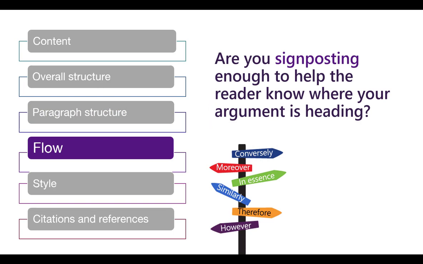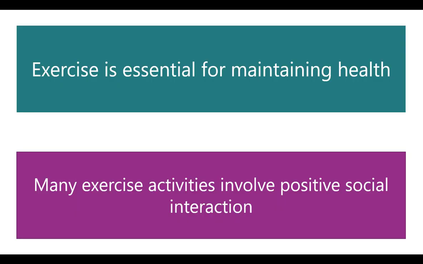The next thing to think about is the flow of your argument. So are you signposting enough to help the reader know where your argument is heading? Signposting are these words shown on the image here. So things like conversely, moreover, in essence, etc. What they do is they help the reader to understand the connection between different parts of your paragraphs, different points in your essay. For example, say we have these 2 points following each other.